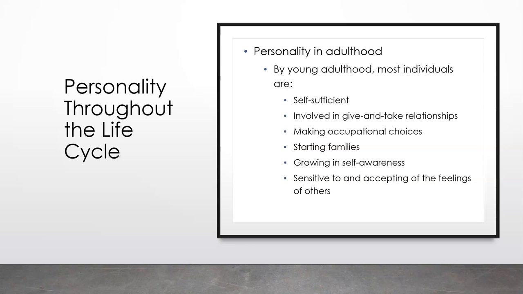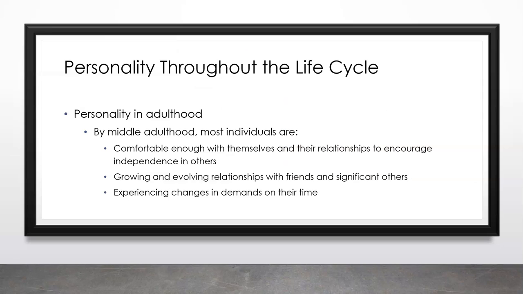Right? So in adulthood, we're adults. We start to have a better sense of who we are, and we're starting our own families. In middle adulthood, it's important. They're comfortable with themselves. They're comfortable with their relationships. They can encourage independence with others. You grow and evolve your friendships, experiencing changes, demands in the time. It's adjusting, but it's mostly constant, right?